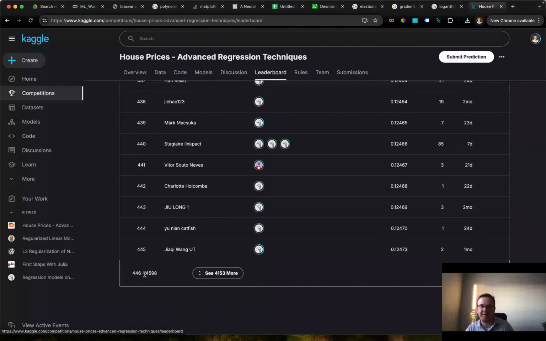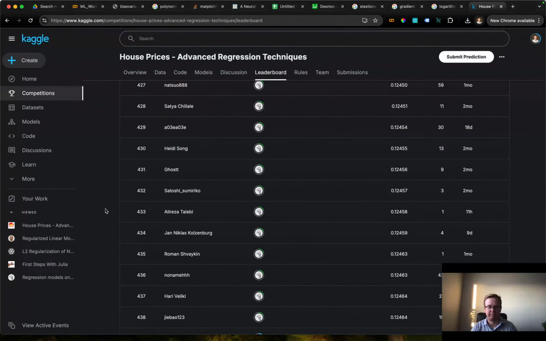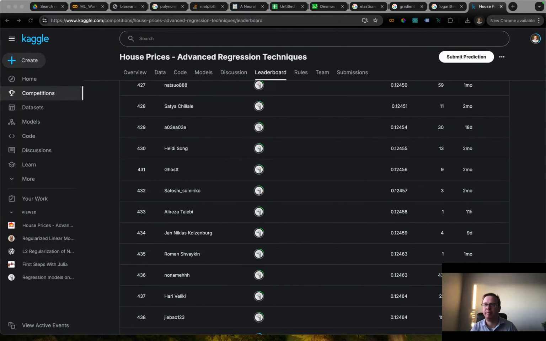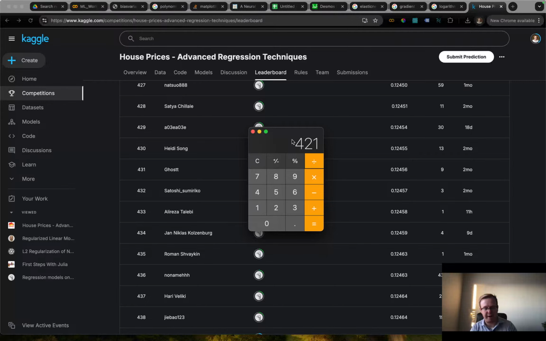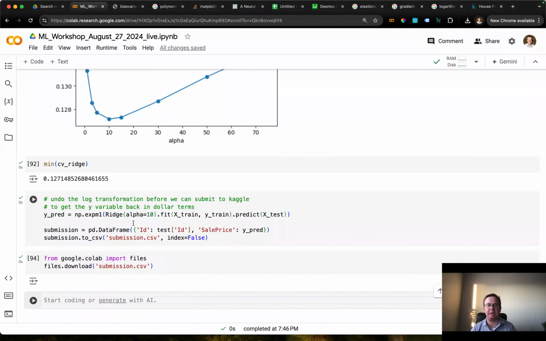Reminder, there's about 4,600 participants in this competition, and we are now positioned 4,421. 421 divided by 4,600. We're in like the 91st percentile, somewhere around there. We're in the top 10% of models by doing these few things that we've done.